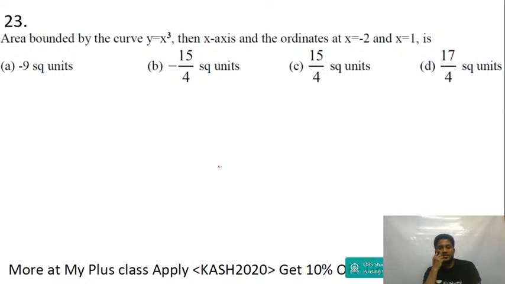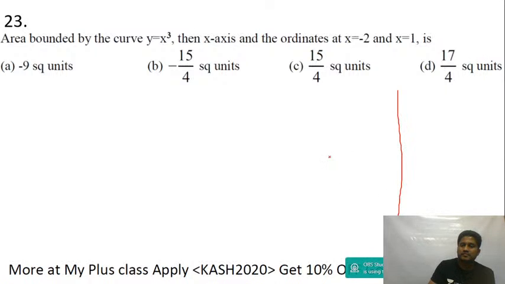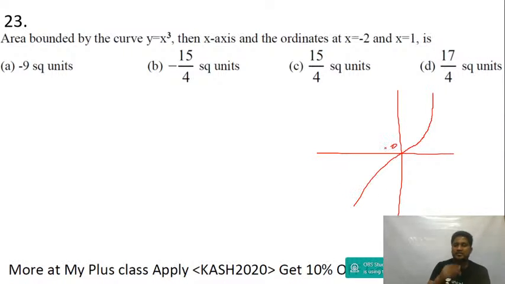Y equal to x cube, x coordinate, and the ordinates minus 2 and plus 1. Y equal to x cube, it's a cubic function. Okay, if I draw the graph of a cubic function, this will be 0, guys. X is equal to 1 and x is equal to minus 2.